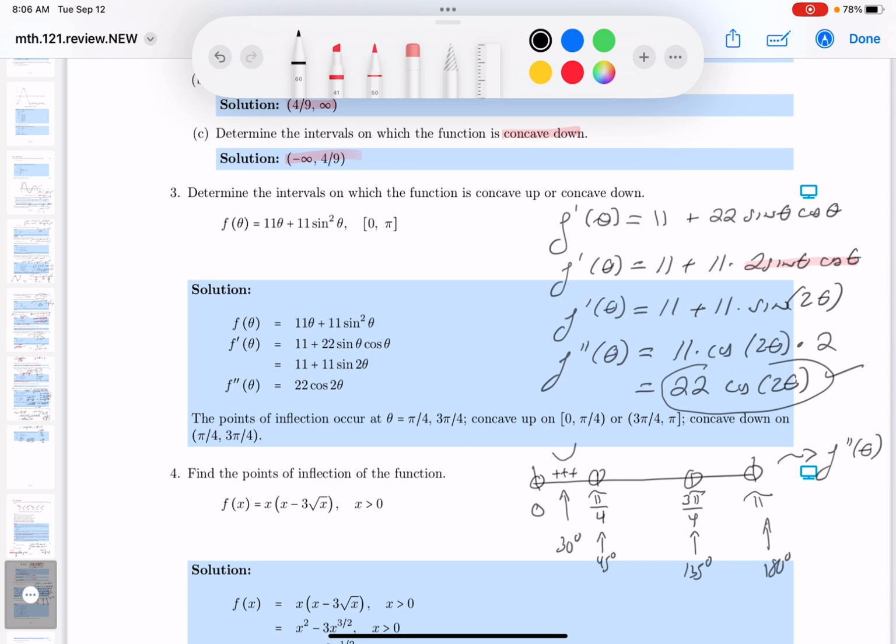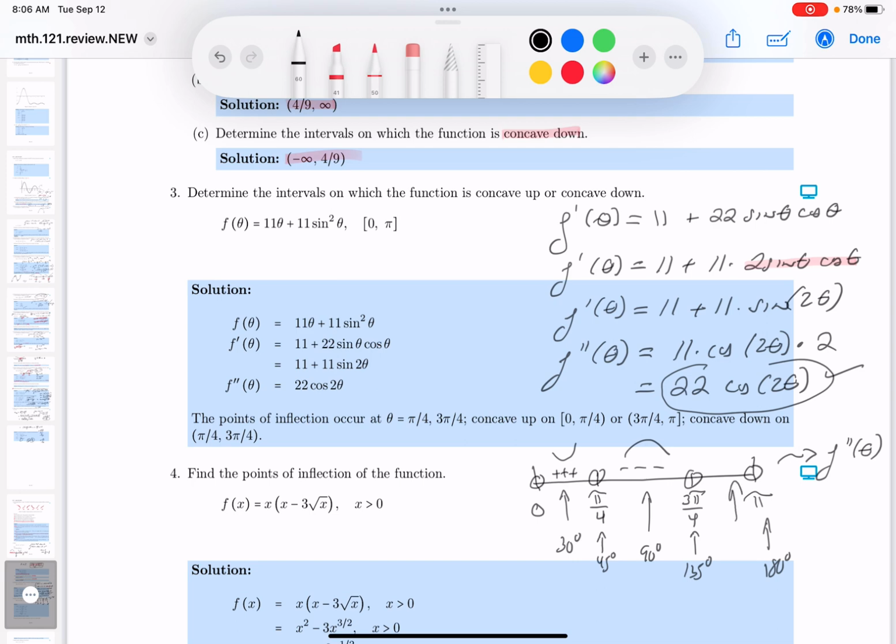Then what I'm going to do is take a test point over here. And again, I'm going to use degree measure. I'm going to say 90 degrees. All right, now if you plug that in, it's going to be cosine of 180. That's going to be a negative. You get a negative number over here. That's concave down.